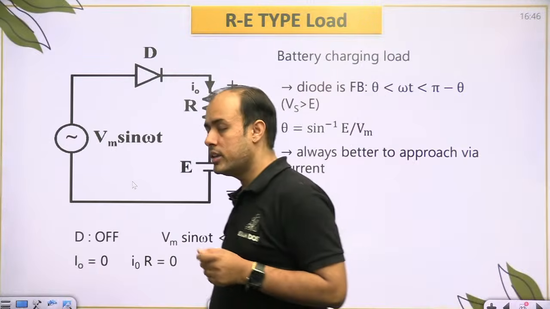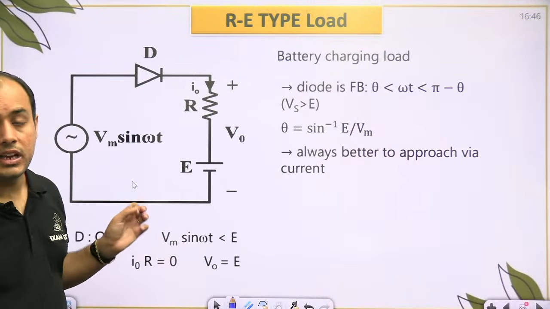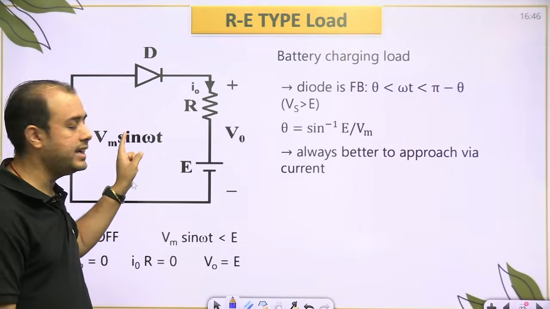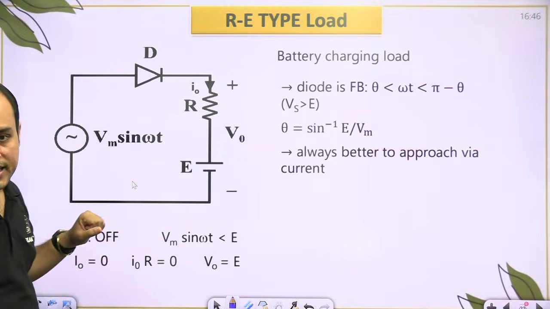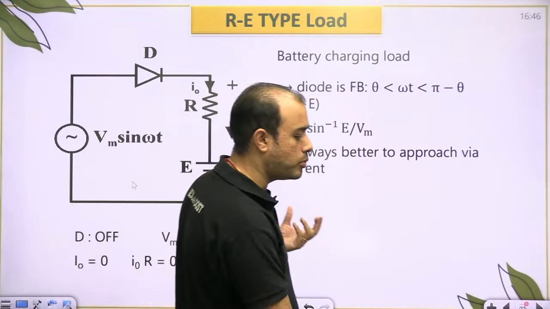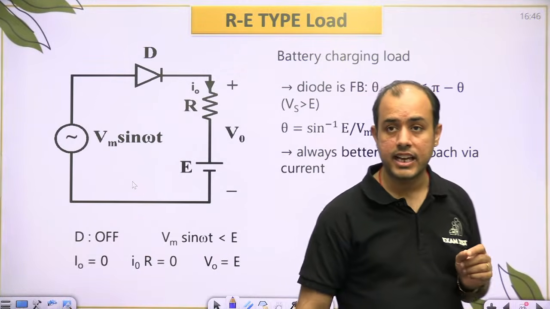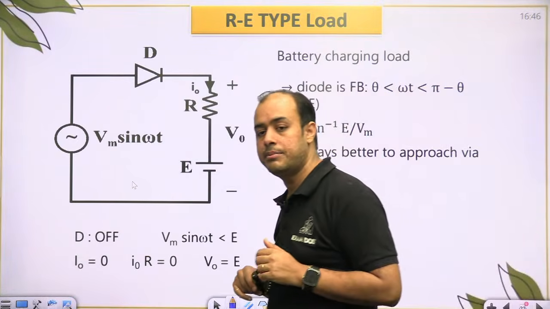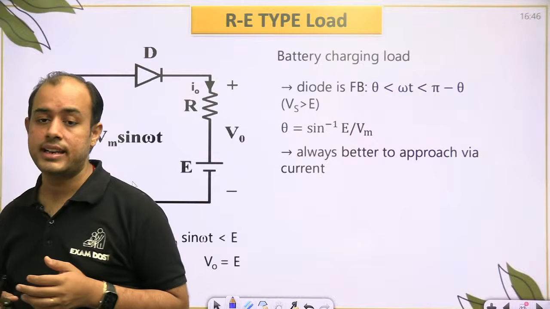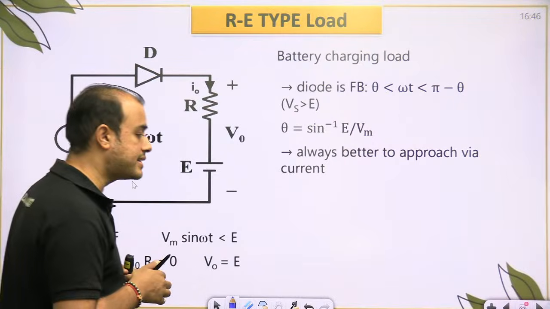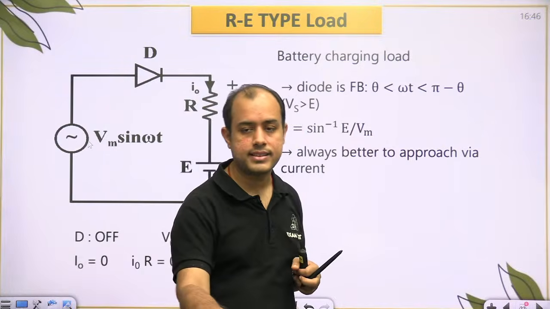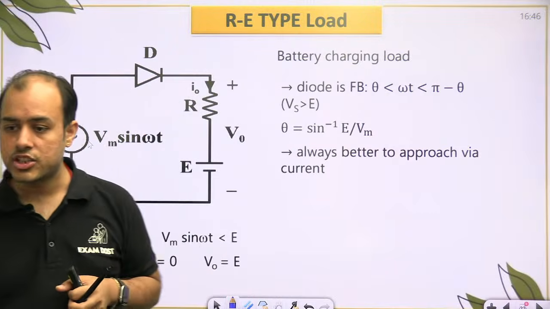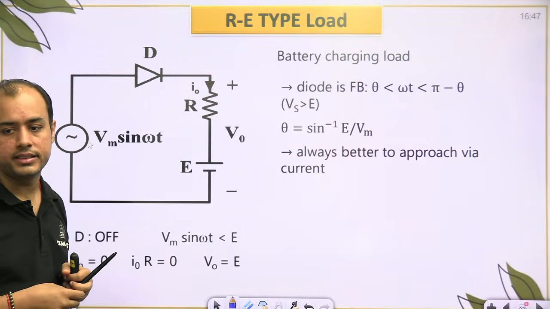Now listen, Vm sin omega t will be greater than E, then only the diode conducts. So I find the intersection of the supply and the EMF. So I write Vm sin omega t equal to E. This gives me omega t equal to theta, which is sin inverse of E by Vm, and also pi minus theta. Why? Because sin theta and sin pi minus theta are always the same. Sin theta और sin pi minus theta बराबर होते हैं, तो इंटरसेक्शन दो पॉइंट पे मिलेगा, थीटा और पाई माइनस थीटा.